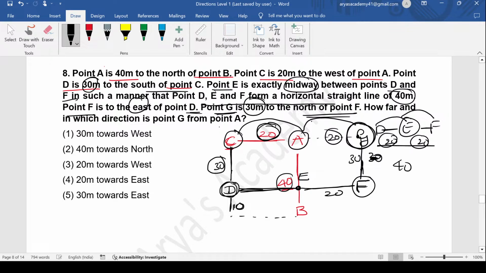Point G is here. I'll change the color. Point G is here and point A is here. So they are asking you the direction of G from A. So from A, if you look at this direction, what is the direction? East. And I clearly mentioned what is the distance? 20. So the correct answer is towards east and 20 meters. Option 4 is the correct answer.